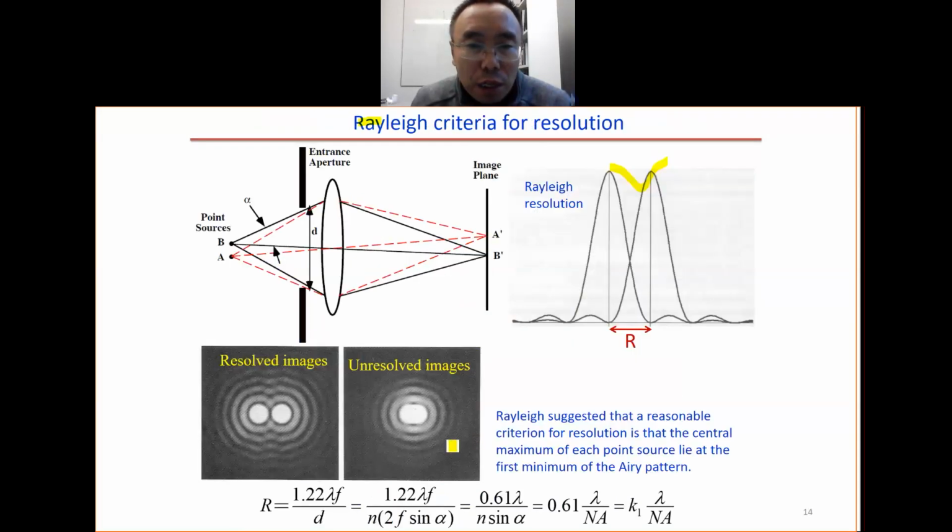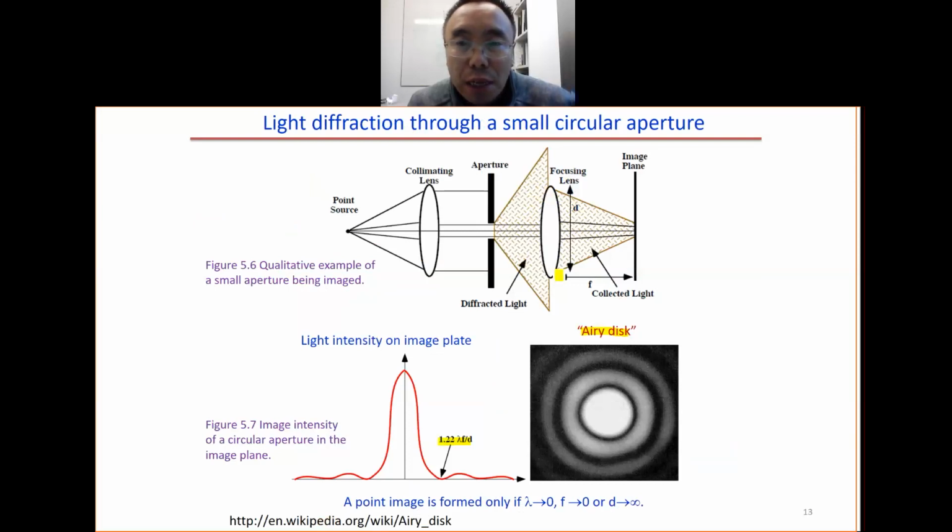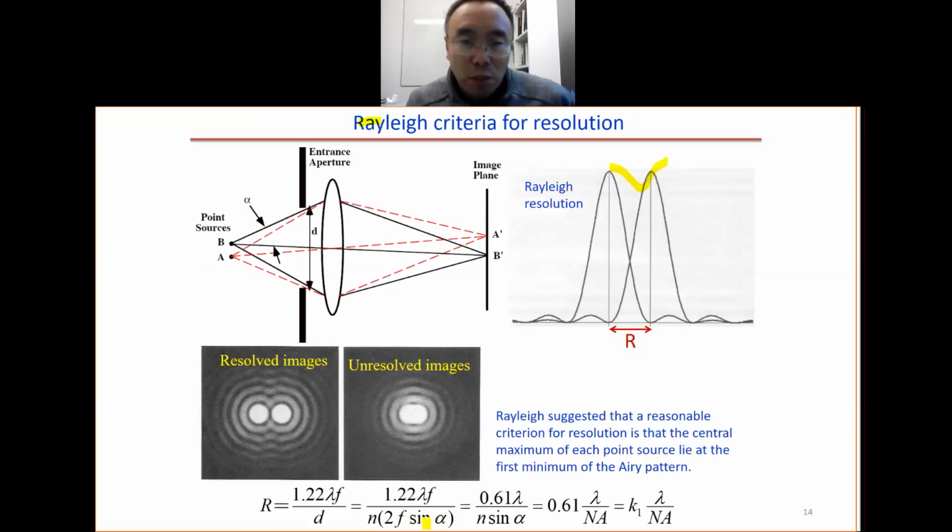So we can do some changes. First we put the refractive index here. For the case of air, this is equal to 1. But if it is not air, we need to put this refractive index here. The d is the diameter of the lens. It is equal to 2 times f times tangent alpha. When this angle is small, tangent alpha is similar to sin alpha. So we have 2 times f sin alpha. The f cancels out, and you get 0.61 lambda over n sin alpha.